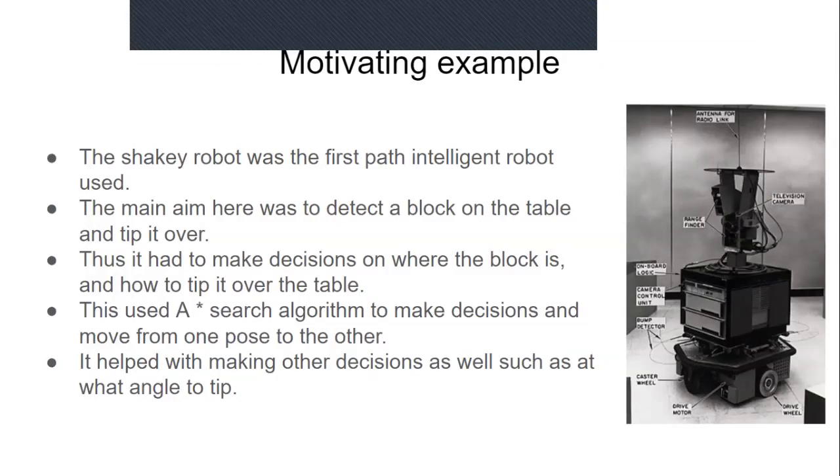So, for doing this task precisely, the robot had to make many decisions, such as what is the height of the step, where is the block exactly located on the table, how to move towards the block, and at what angle does it need to apply a force to tip the block over the table? For these decision-making processes, it used the A-star search algorithm to make decisions and to move from one pose to the other.